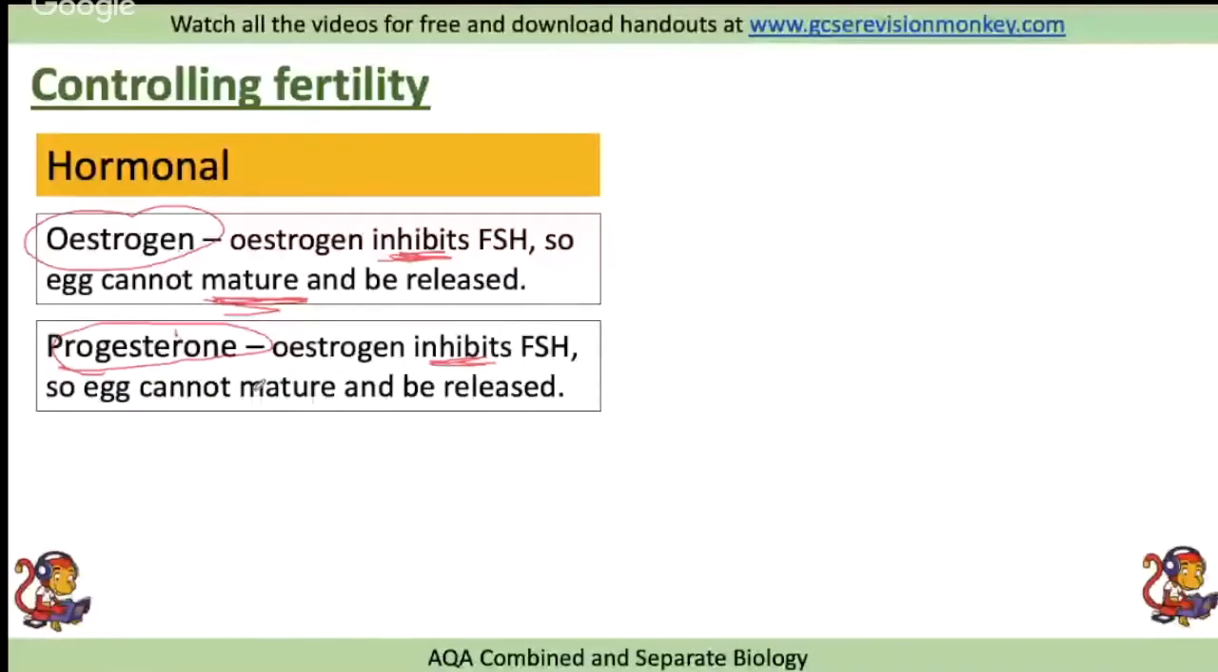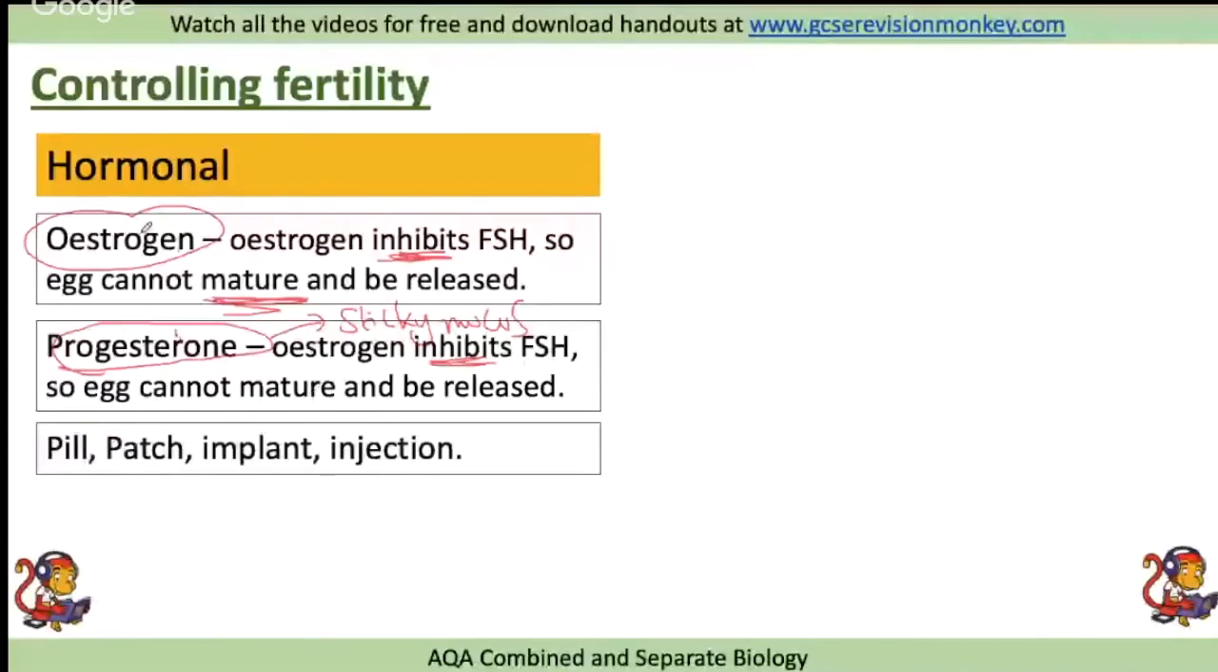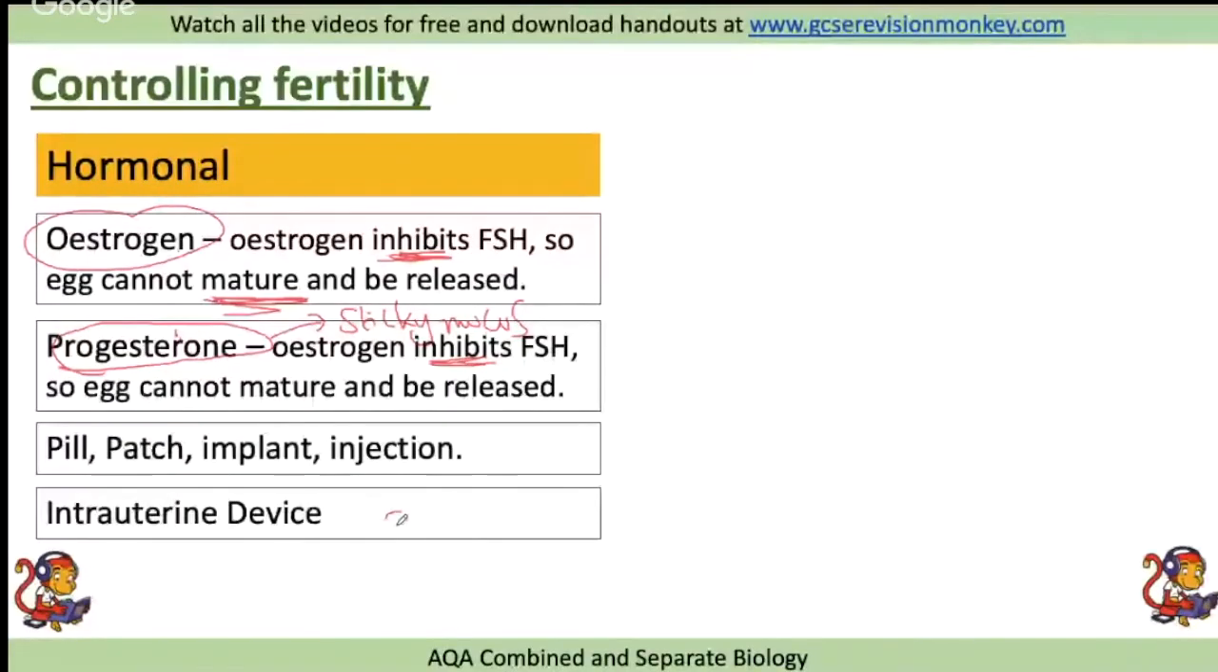Now, the progesterone also causes a sticky mucus just in front of the cervix to prevent any sperm from reaching the egg. So the progesterone does two things. Now, you could put one or the other or both of those hormones into a pill, a patch, an implant, or an injection. So these are our hormonal examples of contraception. You could use an intrauterine device, which is otherwise known as a coil as well. This one is inserted into the woman's uterus and it will release hormones.